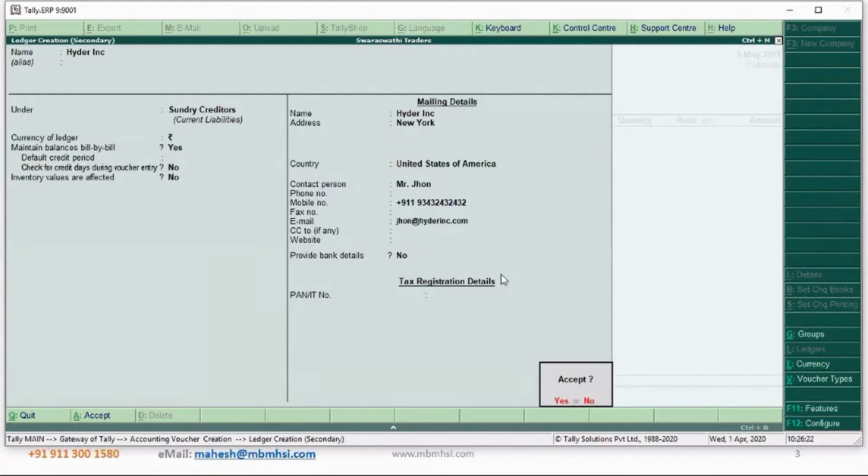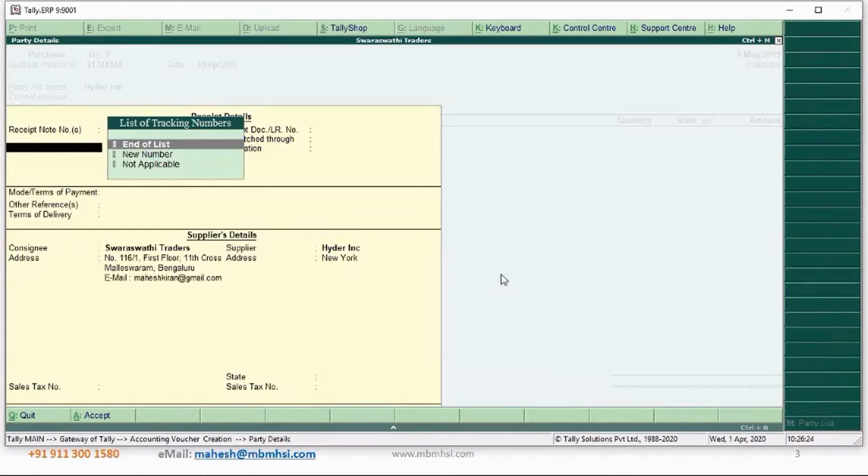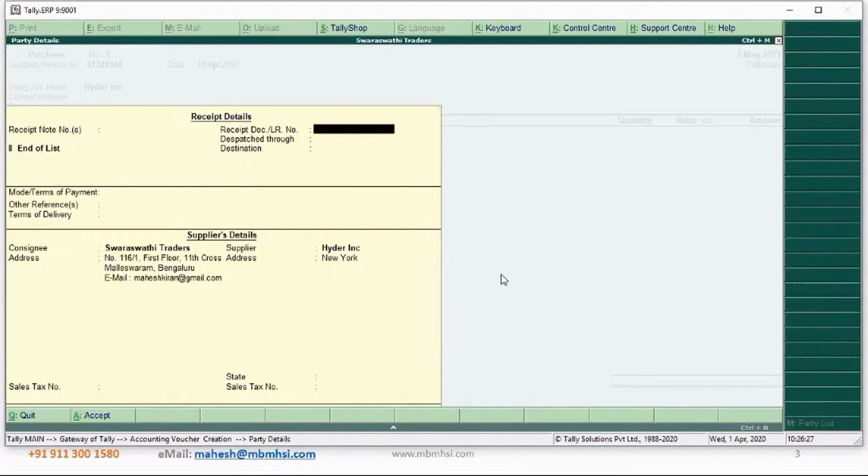Okay, save. Now the same thing that we are doing. Okay, mode of payment. Terms of delivery. Mumbai port.